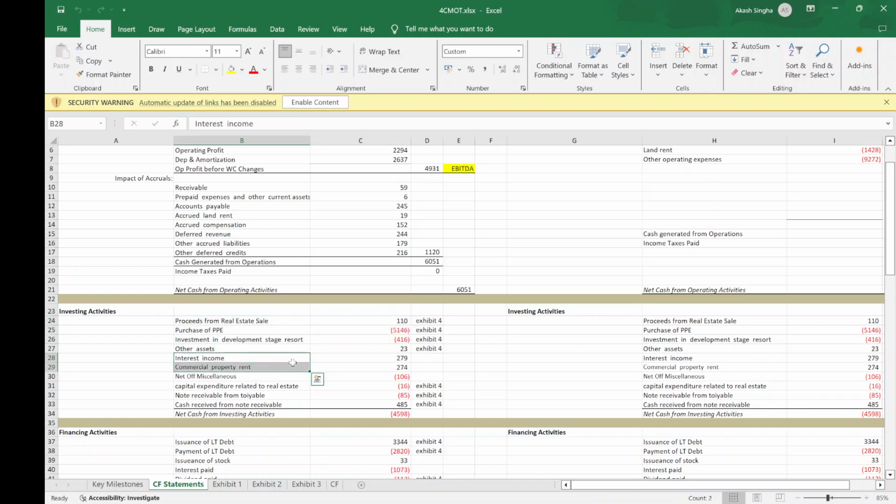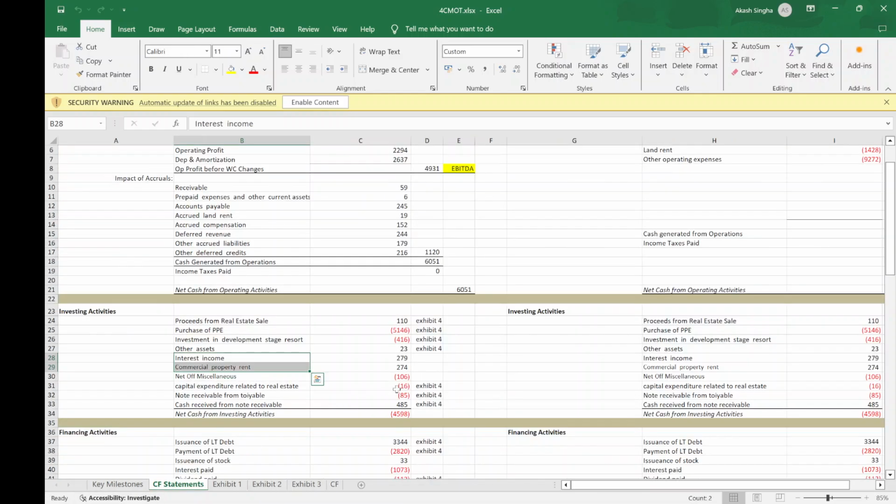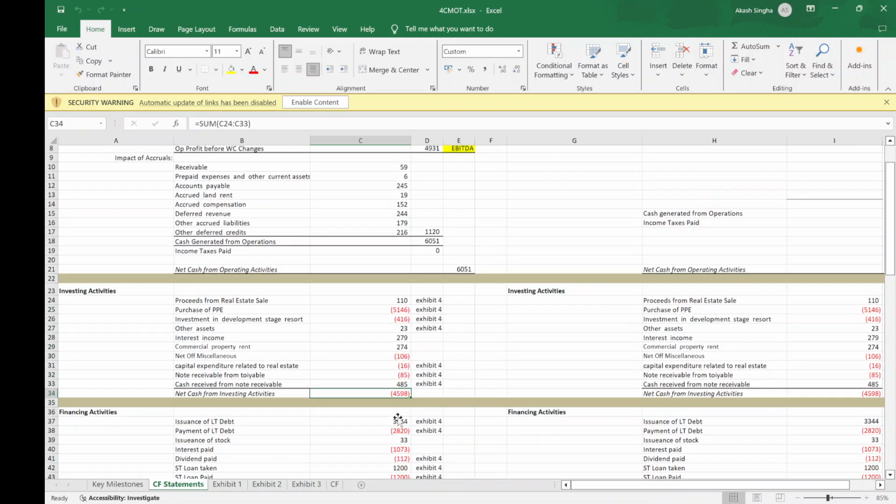Okay, and for the miscellaneous, you can write it differently. You can add it up. So income was 26, expense was 132. So 106 was the difference. So net miscellaneous is minus 106. Okay, so add all of these and you will get net cash from investing activities.